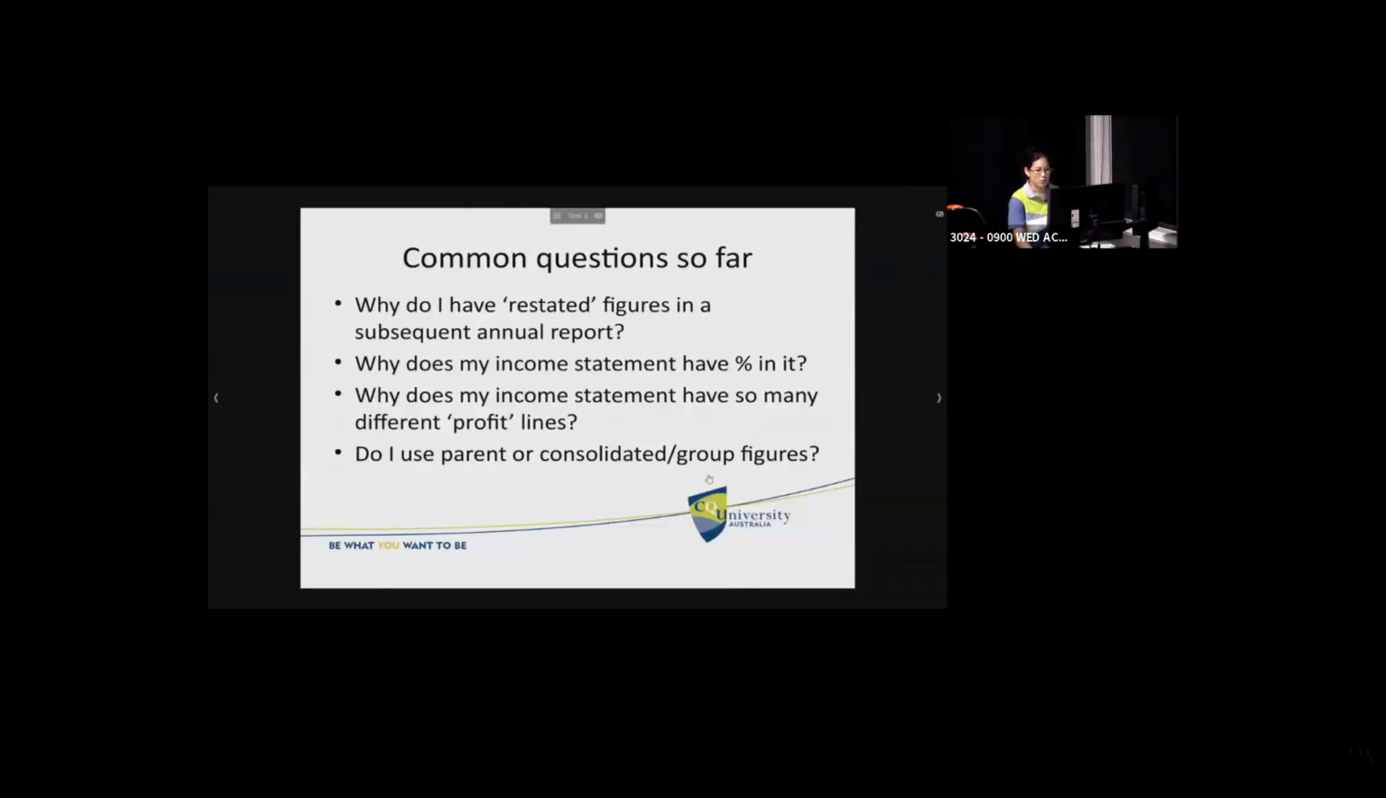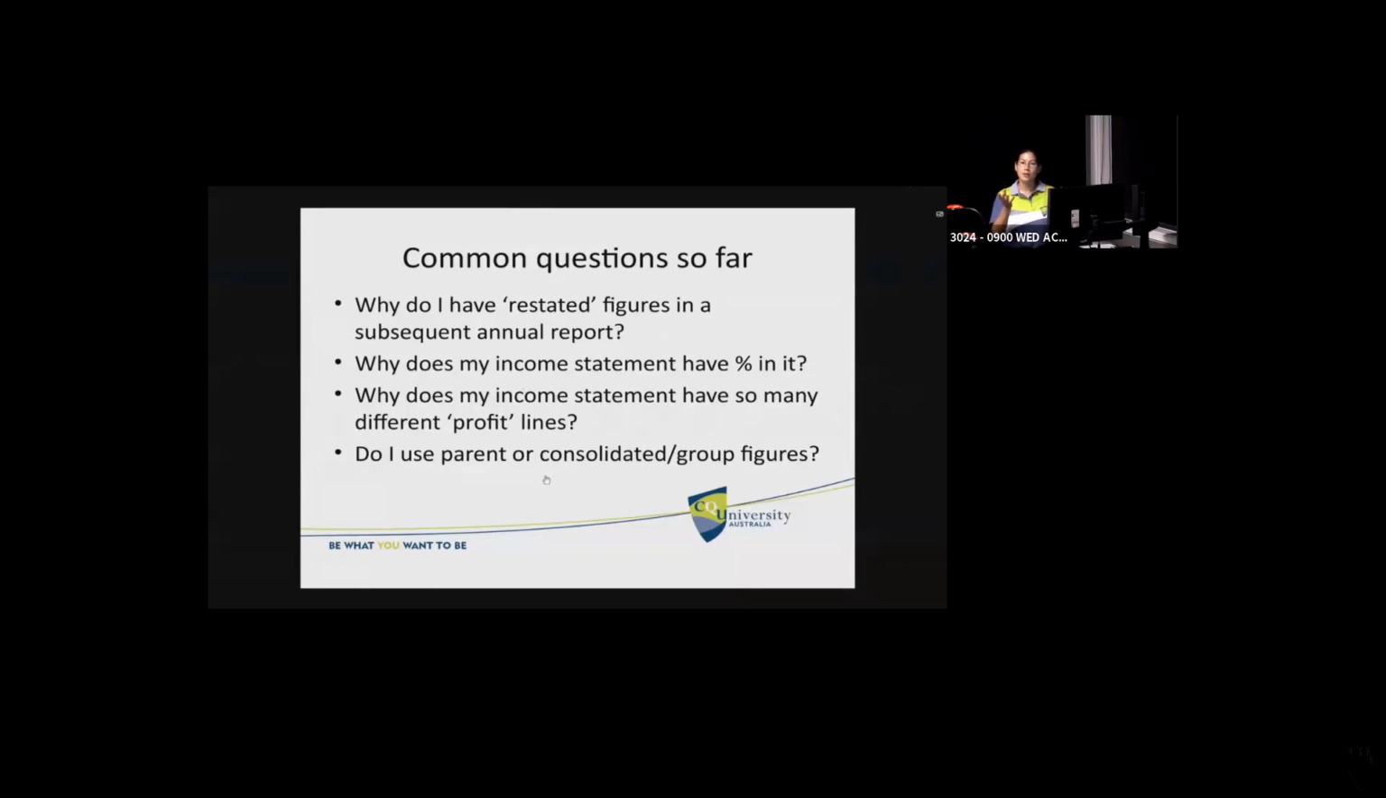Do I use parent or consolidated group figures? This is one that always comes up almost every week. Please use your consolidated or group figures. Okay, and if you didn't do that in your assignments, we would have told you to go back and use your group figures or your consolidated figures before you move on with assignment 2.